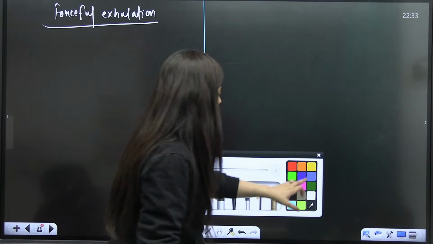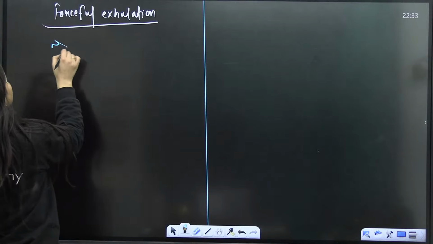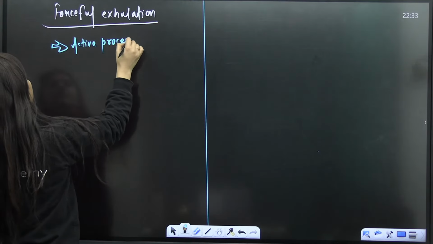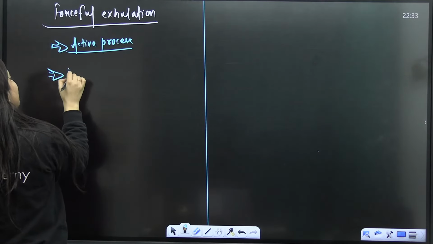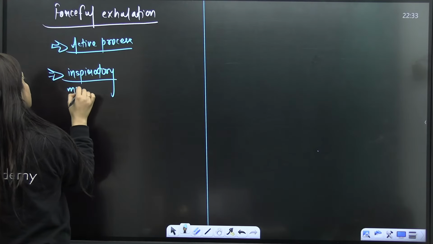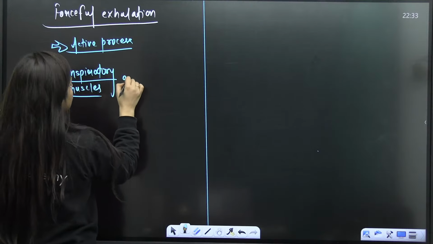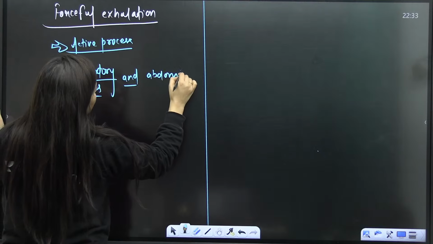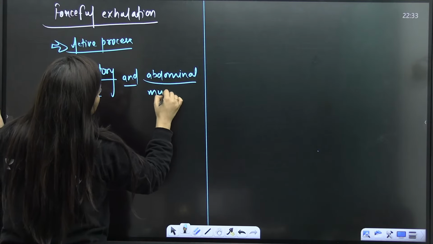So now, students, when you are talking about the forceful exhalation, it is an active process. Here you will see the involvement of your inspiratory muscles, as well as your abdominal muscles. They are going to act.